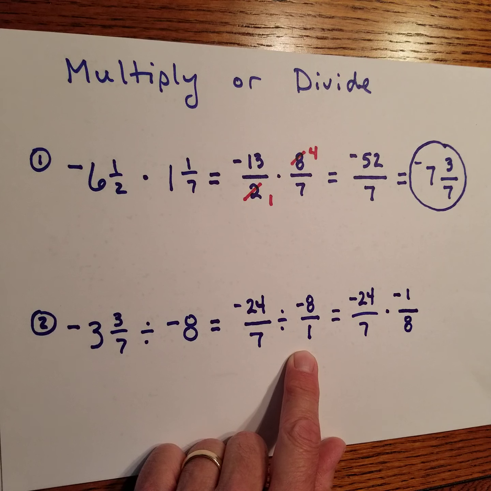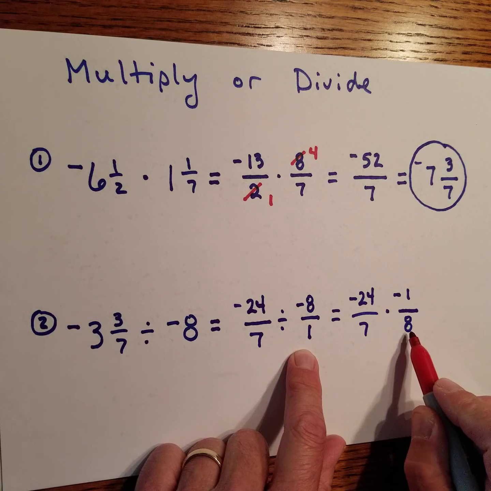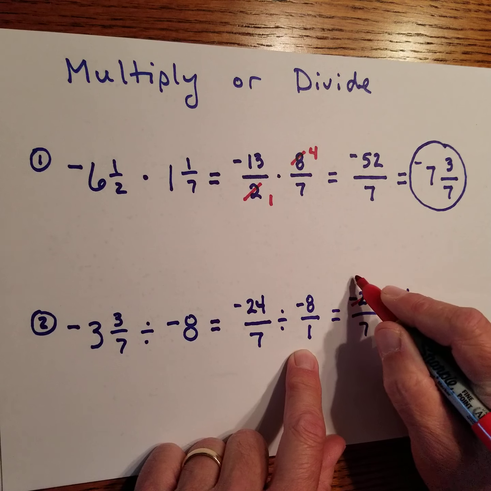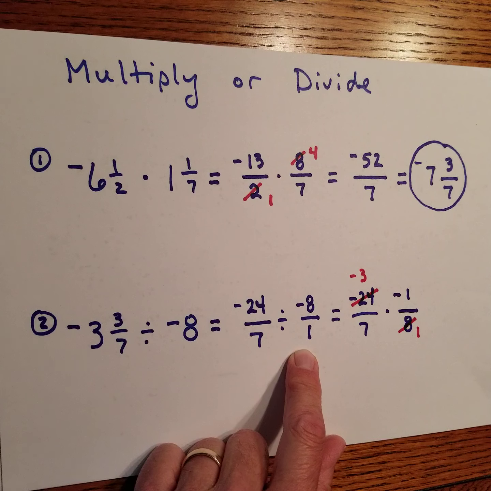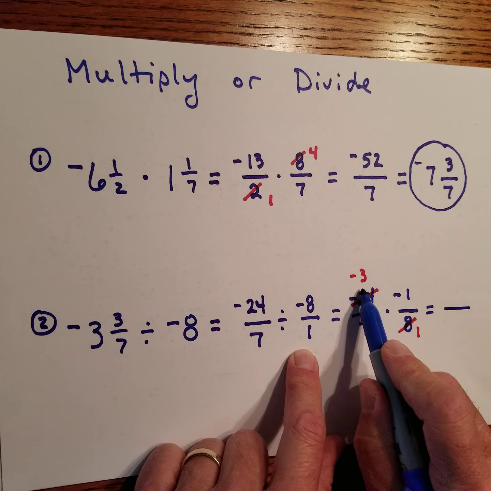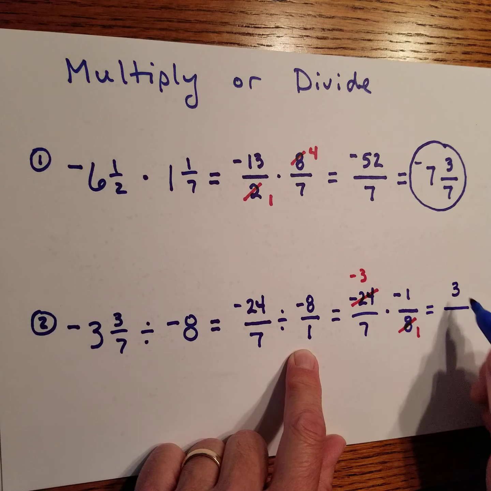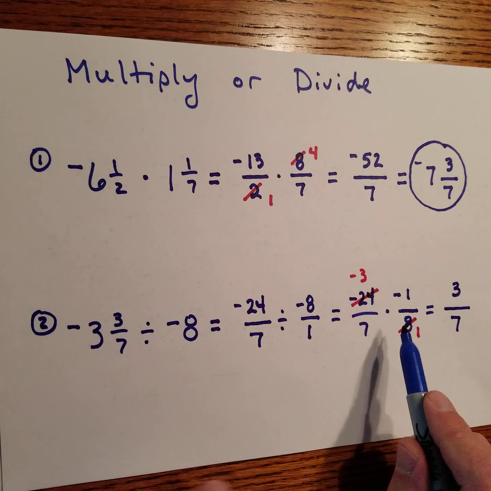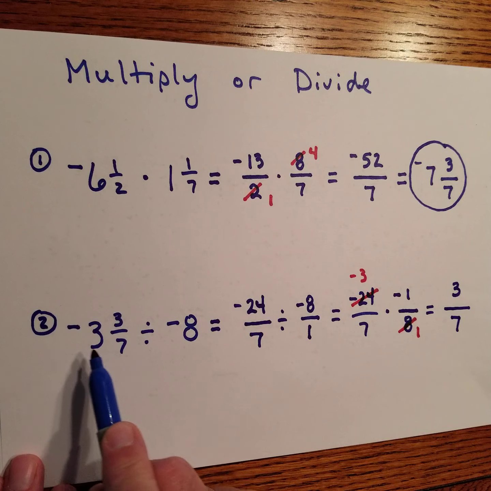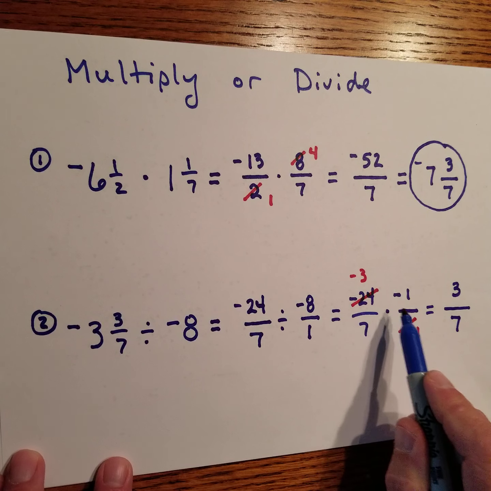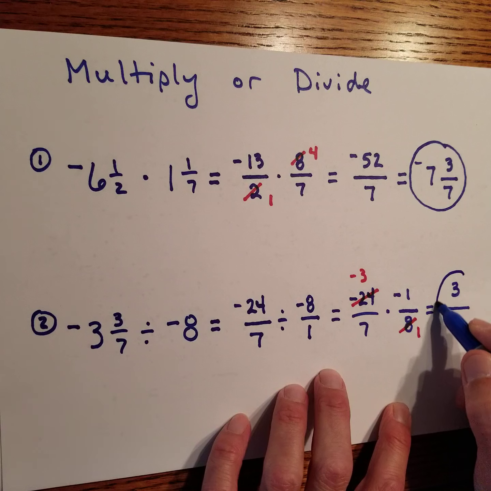Now try to reduce. Numerators and denominators. 24 and 8. Well, those are both divisible by 8. Now multiply the numerators. 3 times 1 is 3. The denominators, 7 times 1 is 7. And if we go all the way back to the beginning, when you divide with 2 negatives, your answer should be positive. 2 negatives make a positive. Beautiful.